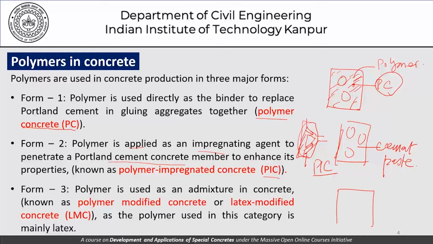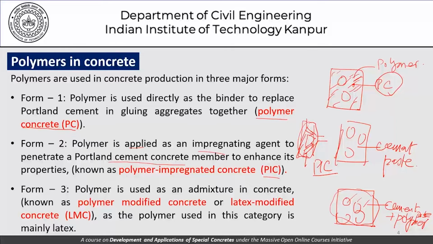In the third case, the polymer is mixed along with the cement at the time of mixing itself, and in the cement paste we have some polymer as well. So we have cement paste and polymer as part of the entire paste matrix here. This does not happen in PIC because the PIC has impregnation which could be limited to a certain depth alone. In the case of LMC, which is the latex modified concrete, the polymer is all over the place as far as the concrete is concerned. And in polymer concrete, we have completely replaced the cement hydration products with the polymers.